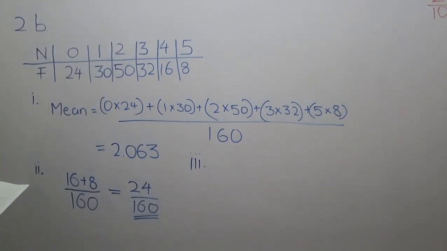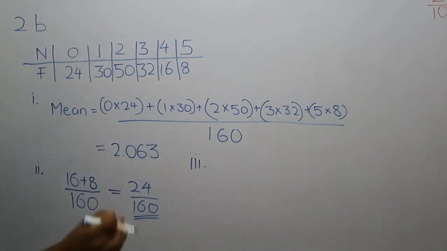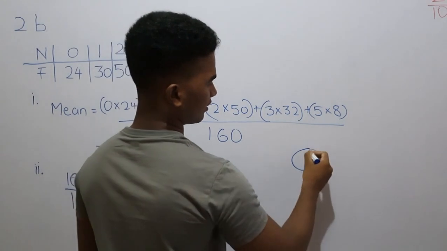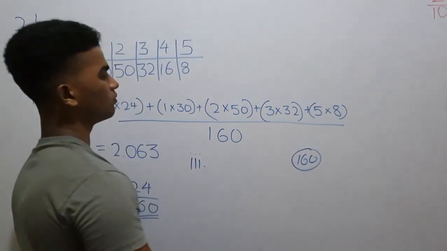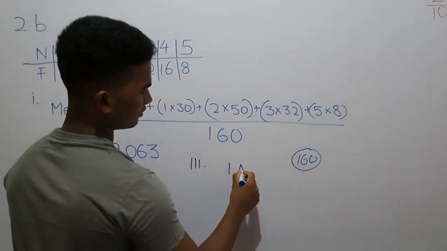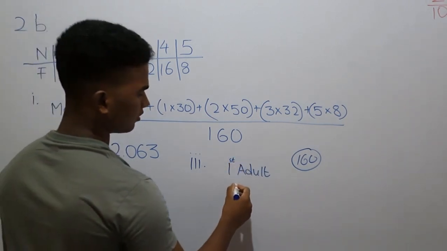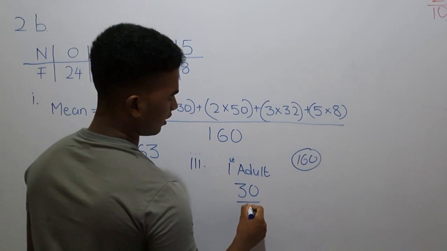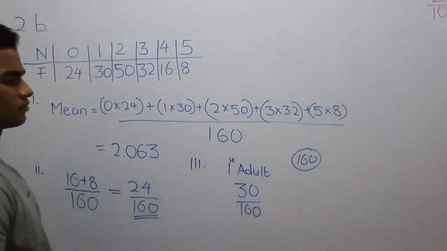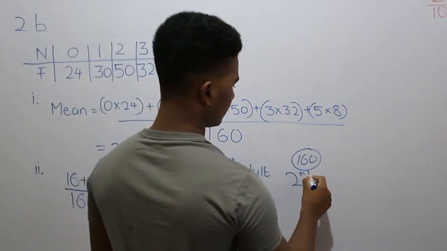So Roman numeral 3. 2 of the adults are selected at random. Find the probability that they each made exactly 1 error. So the number of adults who had made 1 error is 30. In the group there are 160 members and there are 30 of them who had made 1 error. So first adult. The probability is 30 over 160.